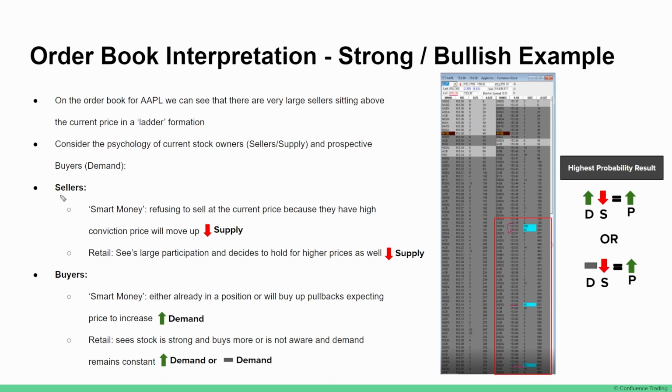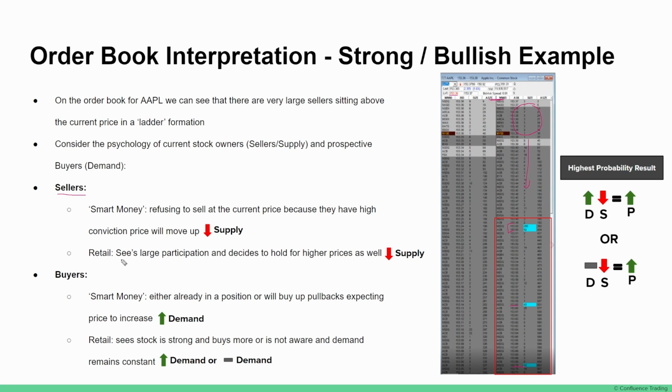So you have two parties. You have sellers, and those sellers consist of the smart money and the retail traders. Let's break it into those two buckets. The smart money is refusing to sell at the current price because they have a high conviction that price will move up. So again, they put thousands and thousands of shares out for sale above where the current price is. What this does is it decreases supply at the current price levels. So no one wants to sell right here. They all want to sell further down.